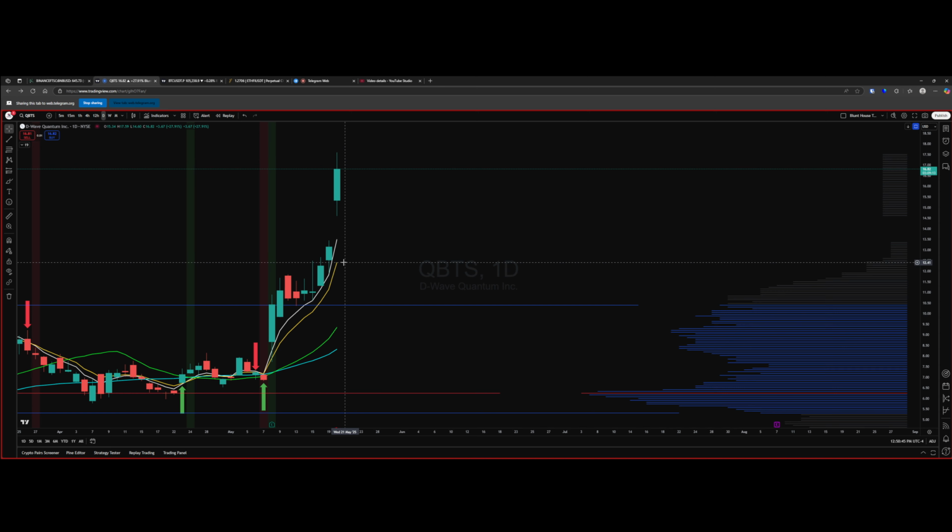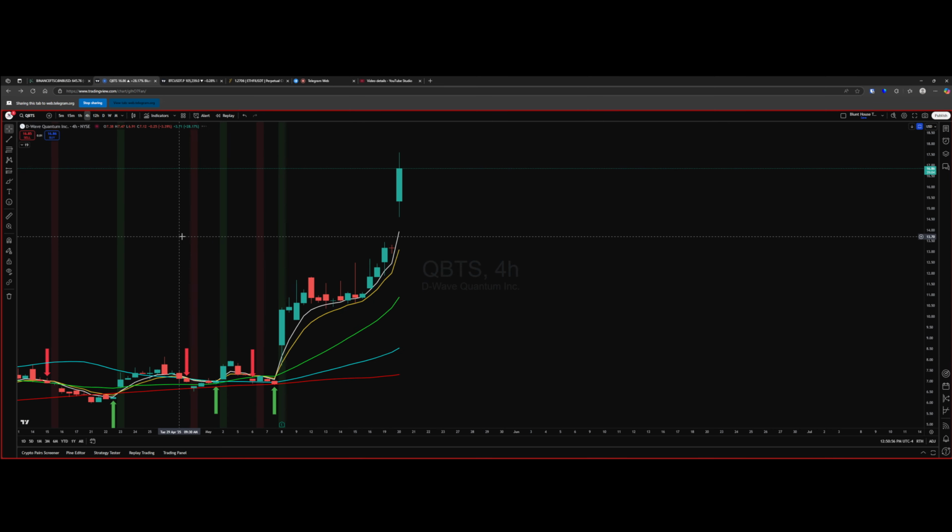And if it does, is it the end of the world? No, you just want to see if it holds, right? Because the chart will tell you when your move is invalidated. Here's the 4 hour.